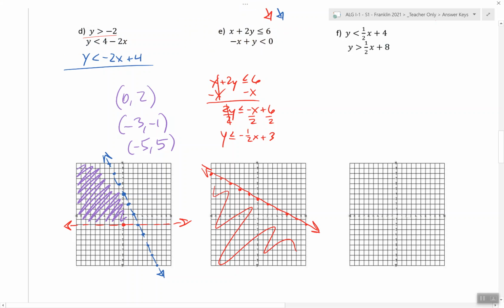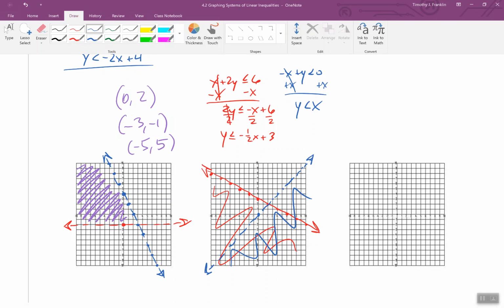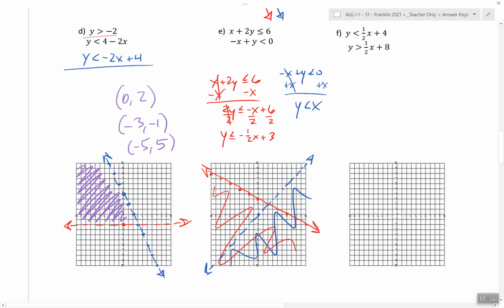Let's take a look at the other one. Negative x plus y is less than 0. So we'll add x to both sides. Y is less than x. And that's it. So this one starts at the origin and has a slope of 1. So up 1, right 1, or down 1, left 1. Dotted line, and it is shaded below. And so we find the overlap. This section right here.